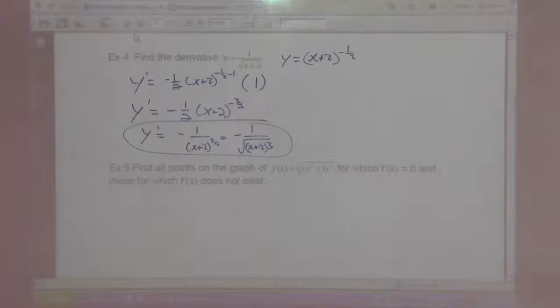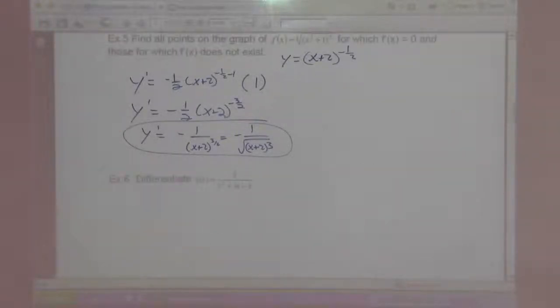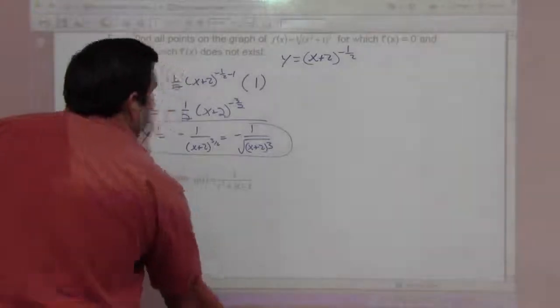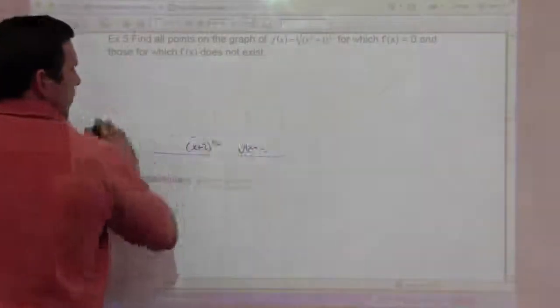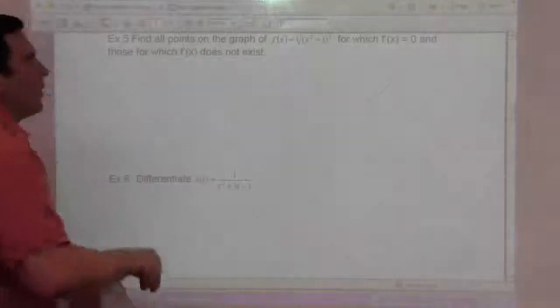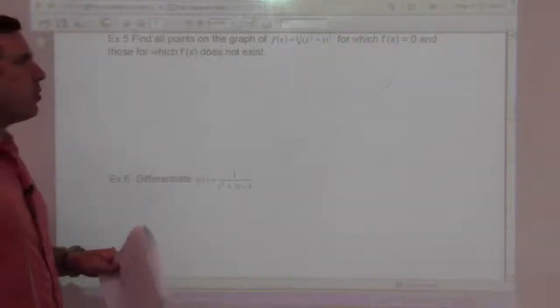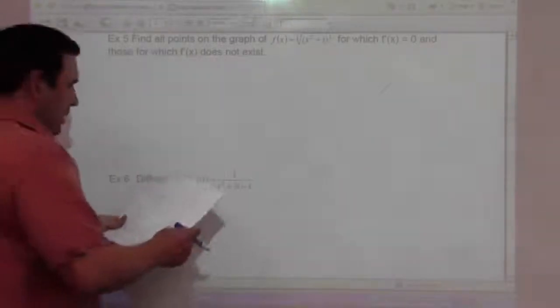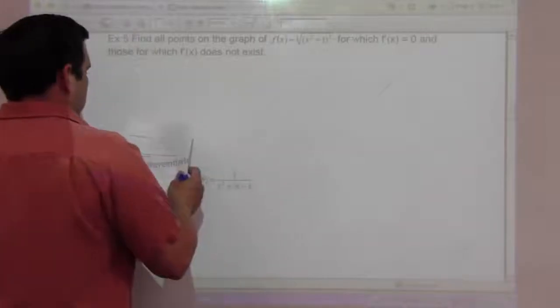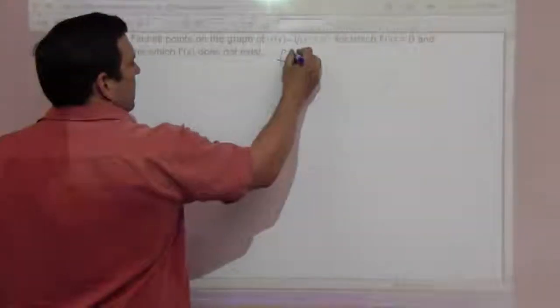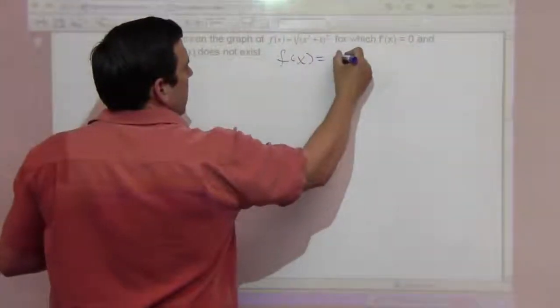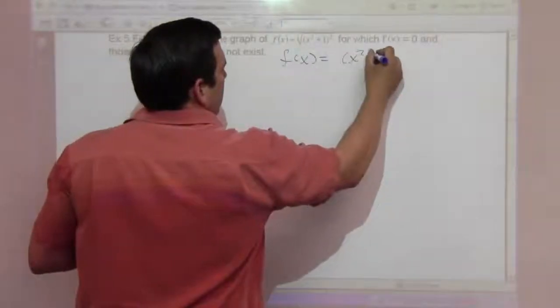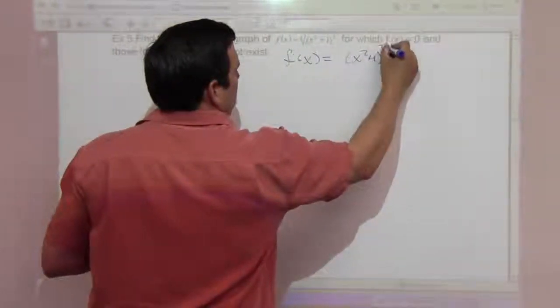Okay, I'm going to scroll this up because I want to get some more space for this problem. For example 5. Find all points in the graph of f of x equals the cube root of x squared plus 1 squared for which f prime of x equals 0, and those for which f prime of x does not exist. So what we have here is f of x equals x squared plus 1 to the 2/3 power.